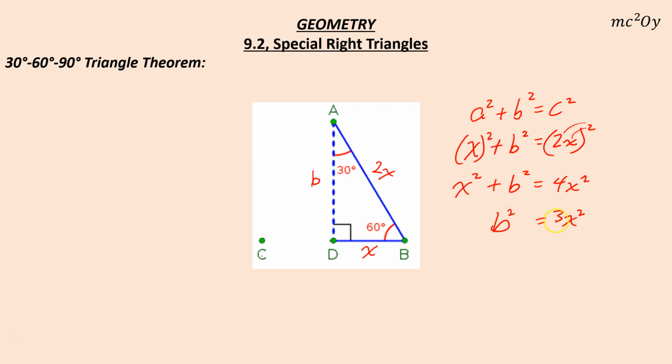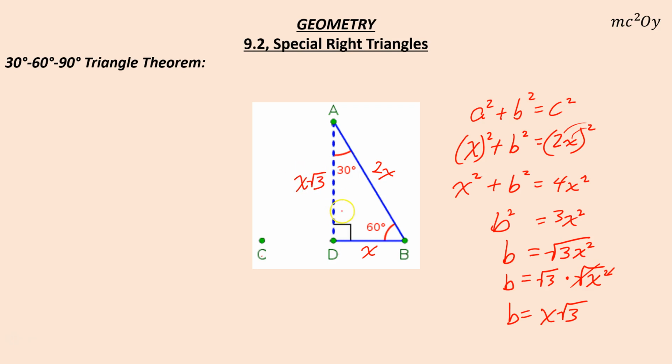And now I'm going to take the root. So b is equal to the square root of 3x squared. And remember, we just want the positive because it represents a length. So that means b is equal to root 3 times root x squared. The root of x squared is just x. We get b is equal to x root 3. Okay? So this side right here, b, is x root 3.